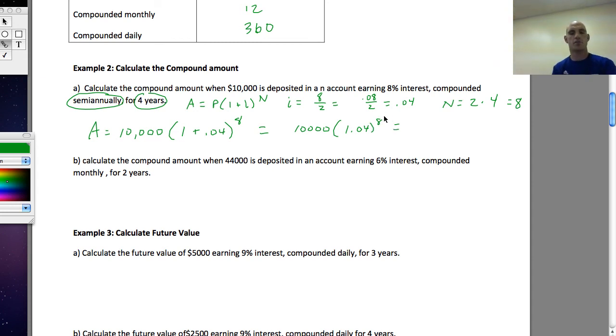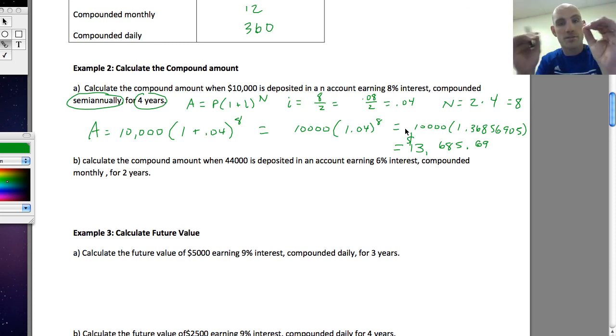Okay? So when we do this math, we are going to do 10,000 times 1.04 raised to the 8th. When we use our order of operations, we do 1.04 raised to the 8th. That gives us 10,000 times 1.368566905. And I'm going to multiply that by 10,000. And I get $13,685.69. That's the power of compound interest, guys. Compounded a bunch of times, we start to get a huge amount racked up. That's 4 years. We got almost $4,000 more dollars.